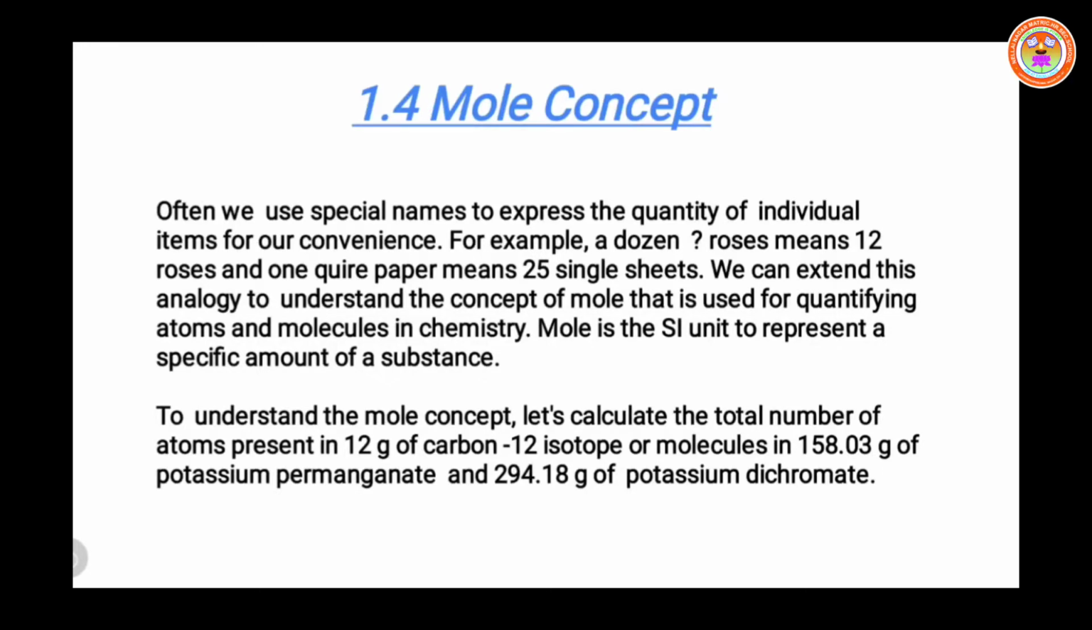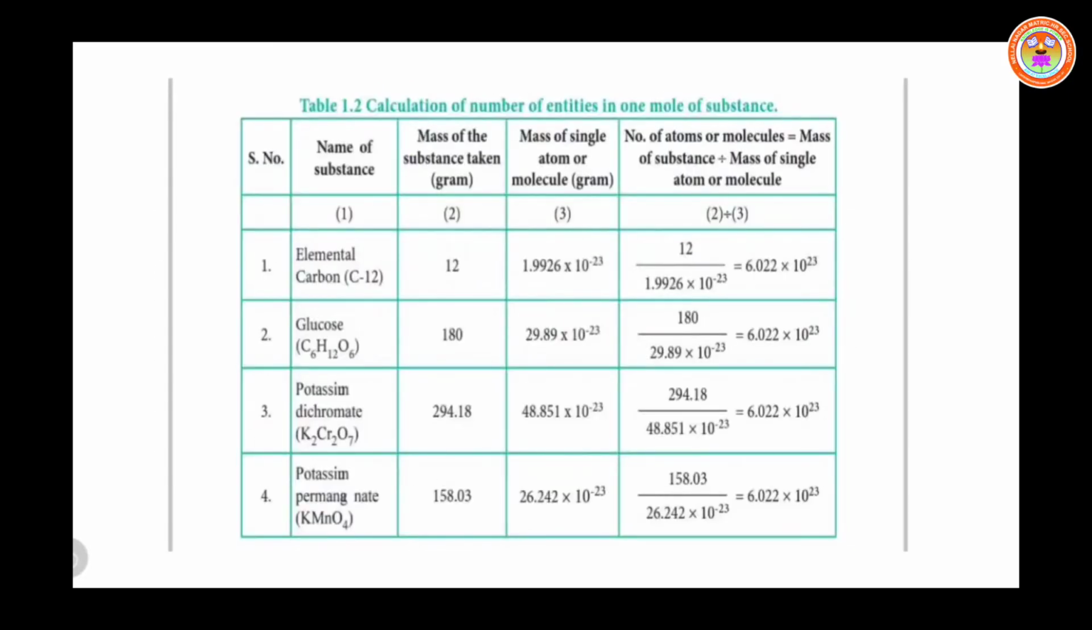To understand the mole concept, let us calculate the total number of atoms present in 12 gram of carbon-12 isotope, and we can calculate the number of molecules present in 180 gram of glucose, then 294.18 gram of potassium dichromate, then 158.03 gram of potassium permanganate. First, we can calculate the number of atoms in 12 gram of carbon-12 isotope.